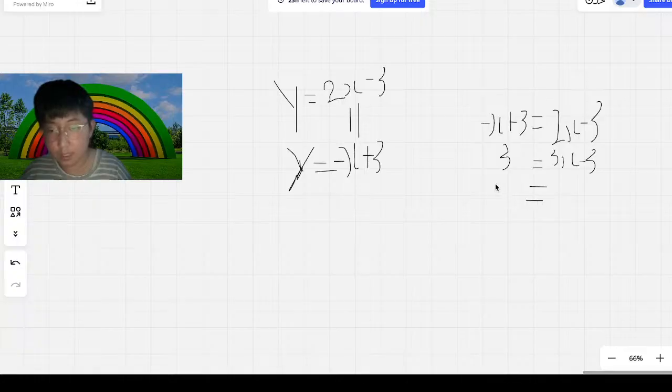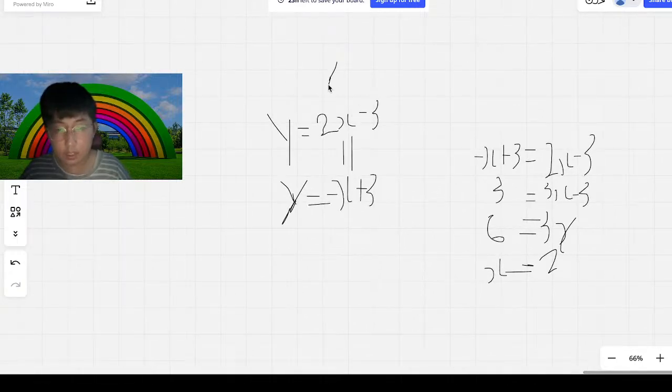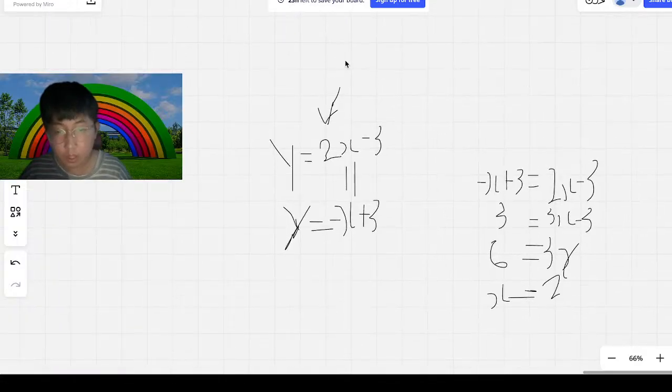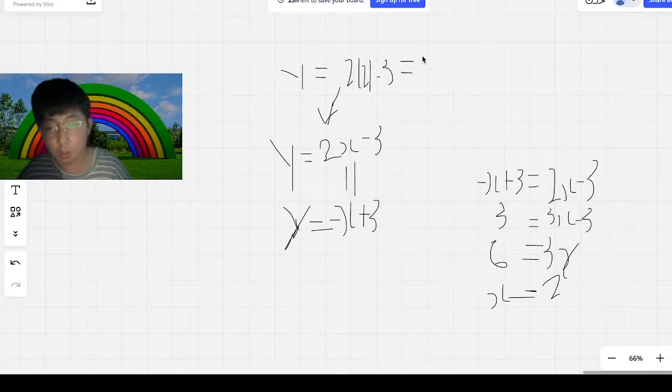Add 3 to both sides gives us 6 is equal to 3x. And then x is actually equal to 2. And then we plug this in, let's say into this equation. Then 2 times 2 minus 3 is equal to y, which is 4 minus 3, equal to 1. So the coordinates of the intersection is (2, 1).